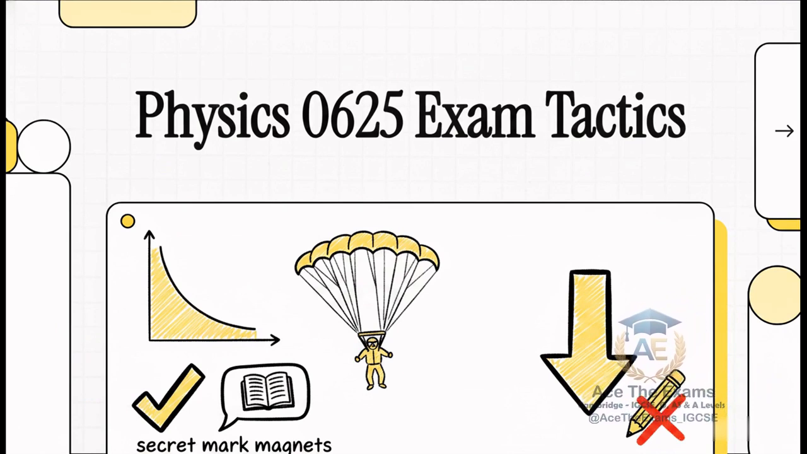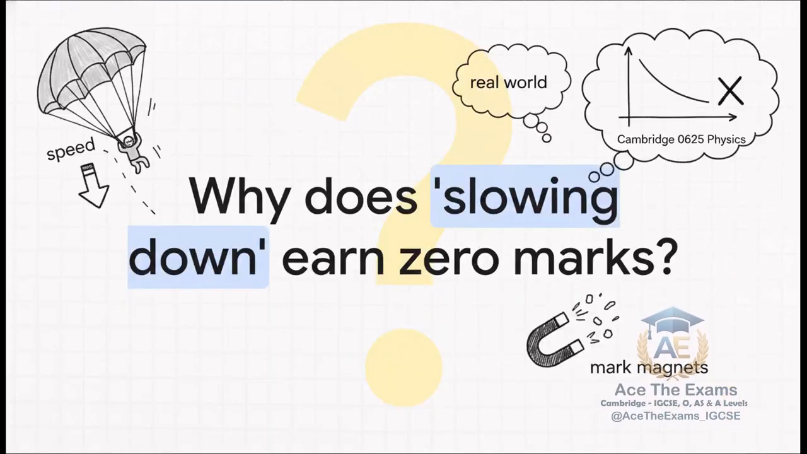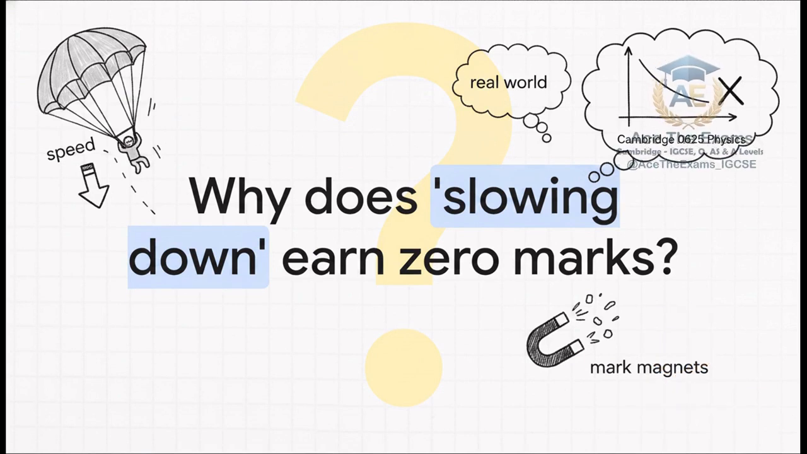We're getting right into it today. Let's dive straight into this explainer and uncover the secret mark magnets you need to actually pull those marks from the examiner and ace your next paper. So consider this extremely common scenario. A student writes, "The speed is slowing down," to describe a parachutist fall, and they get absolutely 0 marks.